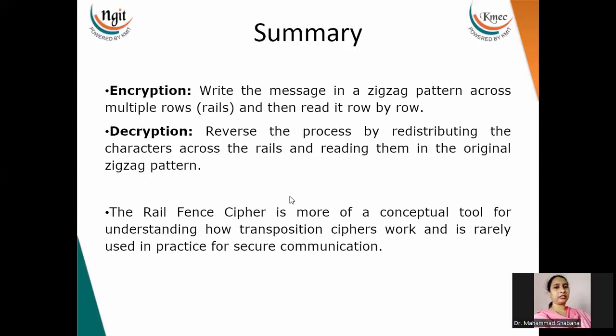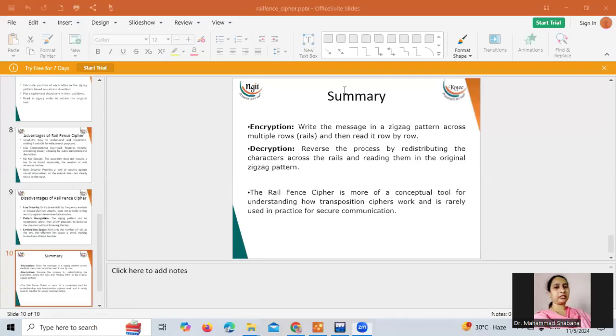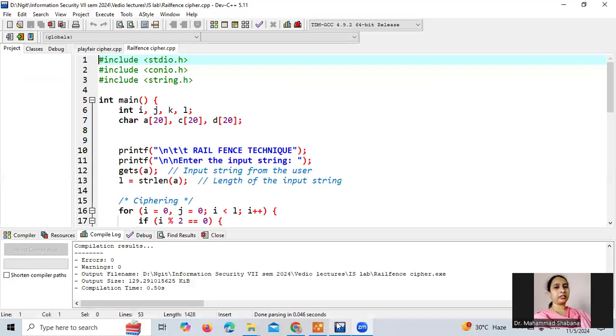So with this, we conclude our theory part, where we looked at encryption and decryption to understand the Rail Fence cipher. At last, let us discuss how to implement the Rail Fence cipher, the implementation part.